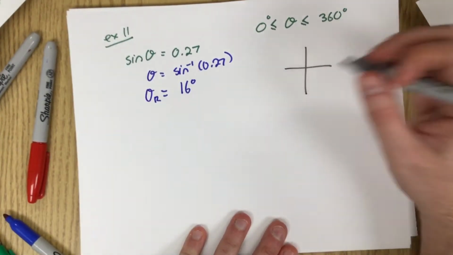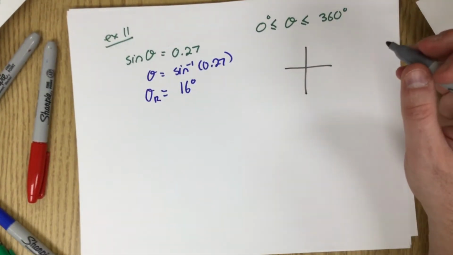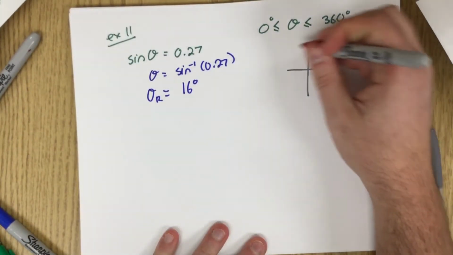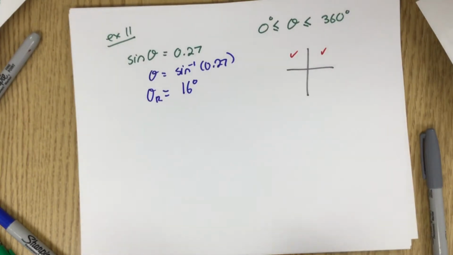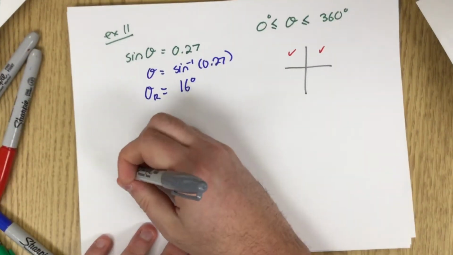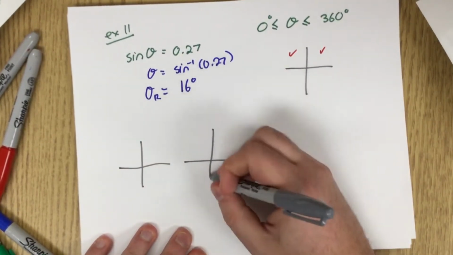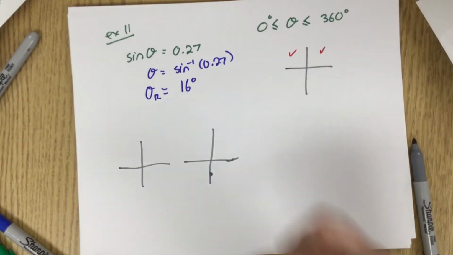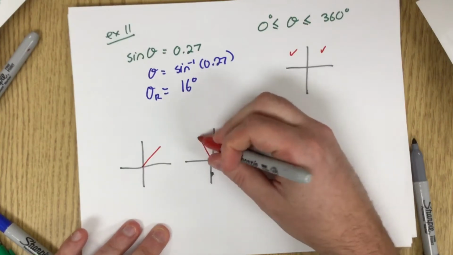Where do we have our answers? The sign is positive, so it's going to be first quadrant, second quadrant. It's between 0 and 360, so we're not going to have to worry about any coterminal stuff. So it's going to be like there and there.